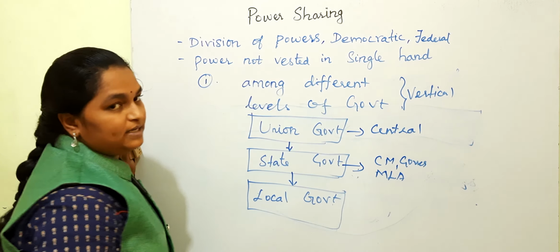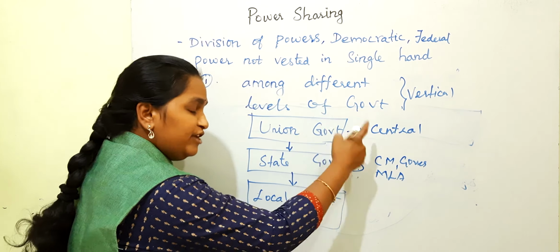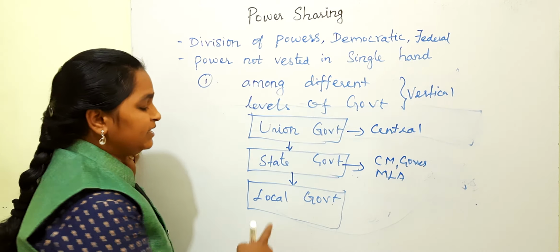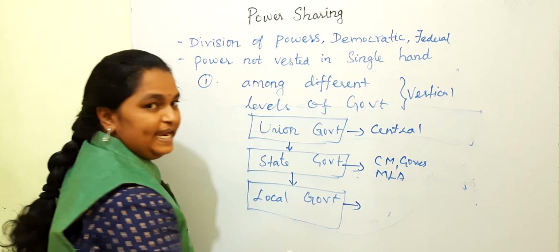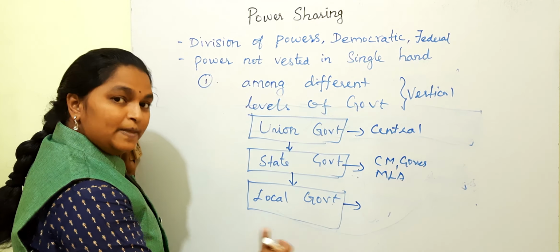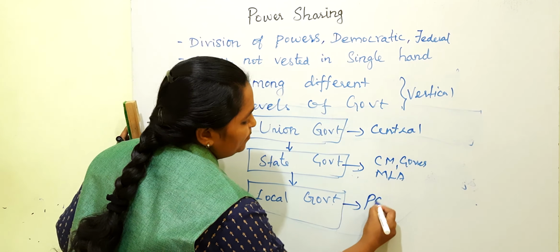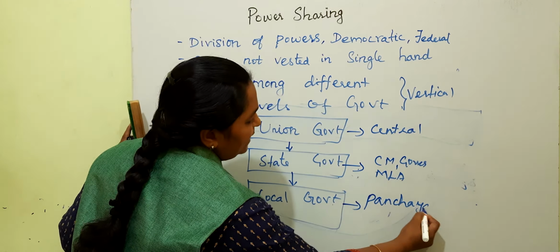In the state government, the High Court will come. In the union government, the Supreme Court will come. In the local government, there is the mayor, president and all the local bodies in panchayat and urban areas. It is at the panchayat and urban level.